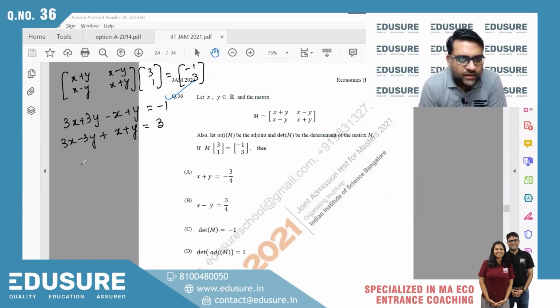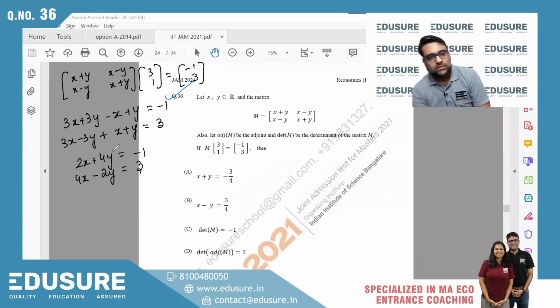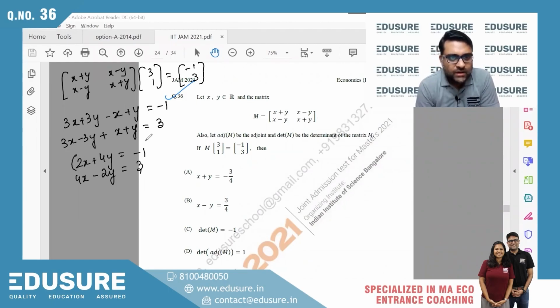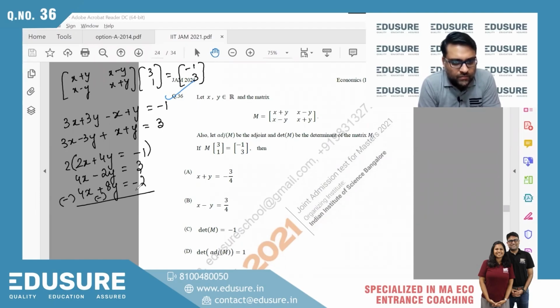So what do we get here? 2x plus 4y is equal to minus 1, and 4x minus 2y is equal to 3. Okay, what I do is I multiply this by 2. 4x plus 8y is equal to minus 2. Subtract: 10y is equal to minus 5.